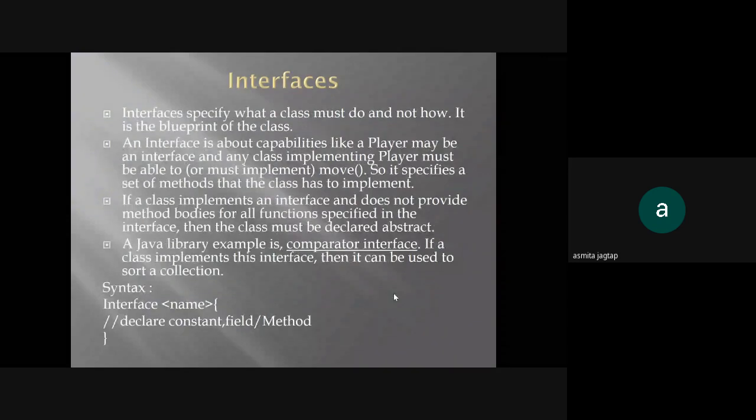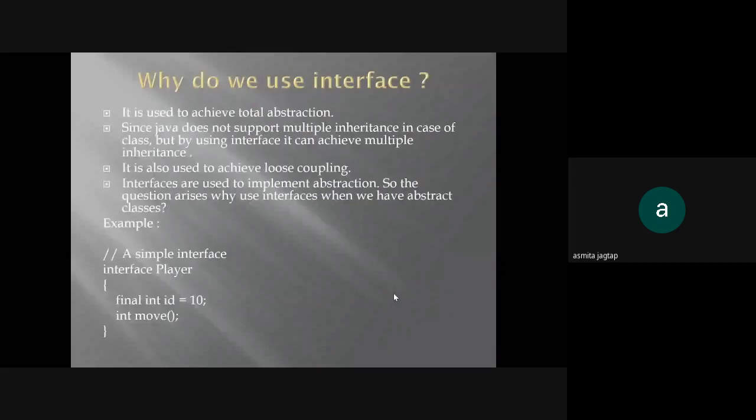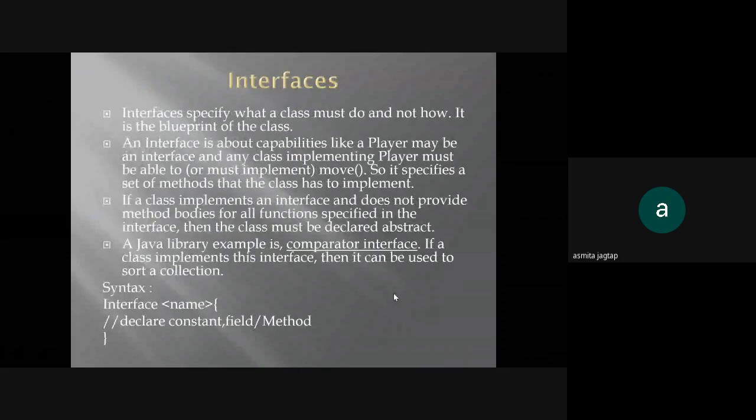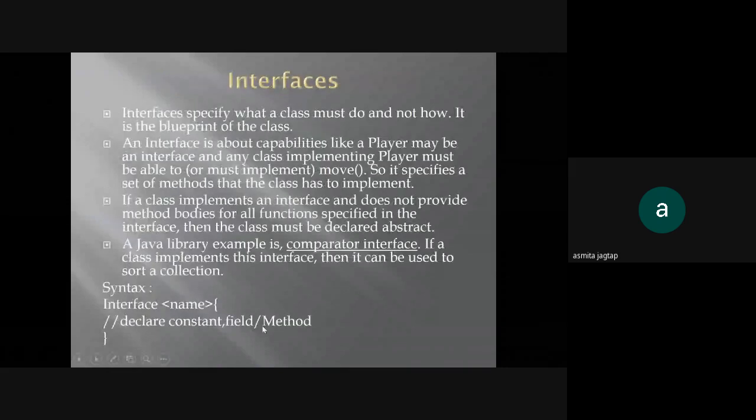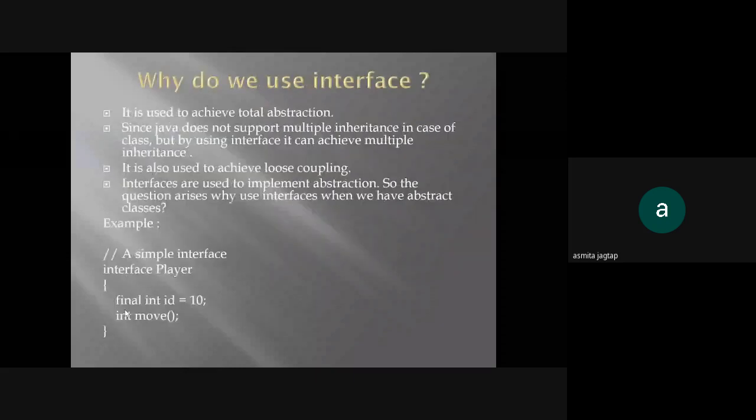Then the interface specifies what the class must do and not how, which is a blueprint. We have seen the syntax: the keyword interface, then the name, and then declare your constants and methods, whatever they may be. So interface is a keyword. How can we identify that it is an interface, not a class? Whenever you encounter the interface keyword, that is nothing but your interface. So interface, the name of the interface, and then the methods.